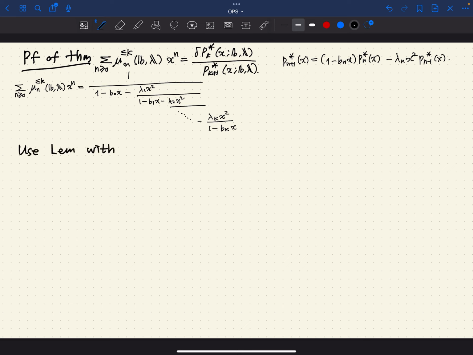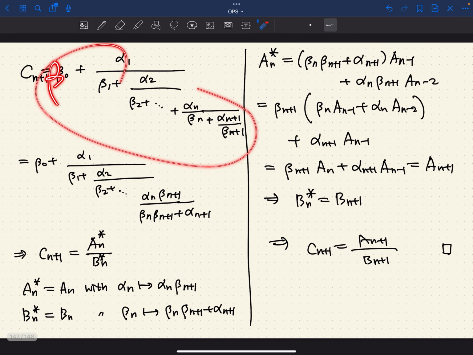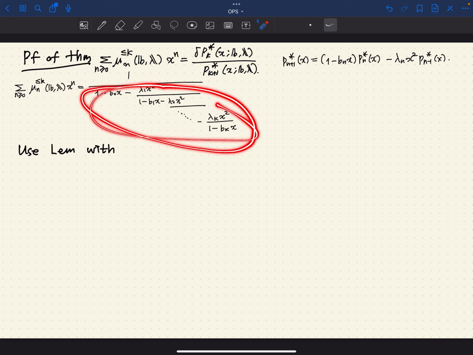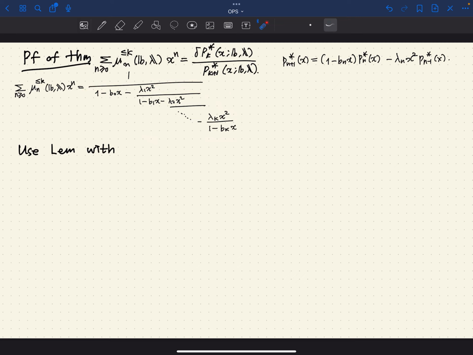with, because see, by the way, this is not exactly of this form, because it's something plus something. But if you think about it, this is exactly that form. So we will instead consider the denominator only. All right? So lemma with, so these are betas, these are alphas. They're exactly in that form. So beta 0 equals b_i 1 minus b_i x, alpha i equals lambda i x squared.